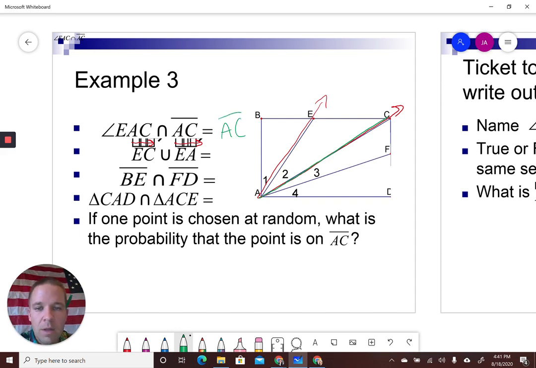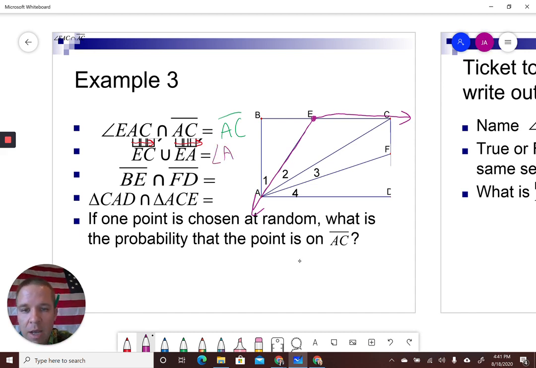Okay. Moving on, we got a union. So with the union, I'm going to use one color, and I'm going to see what they make together. So we have ray EC. So it starts here and goes in the direction of C. And we have ray EA, goes in that direction. Ooh, so these two rays have a common endpoint. What does that create? That creates an angle, which we could call angle AEC, or you could reverse that to be CEA. Your call. All right, but that's our union. It's what they make together. Moving on.